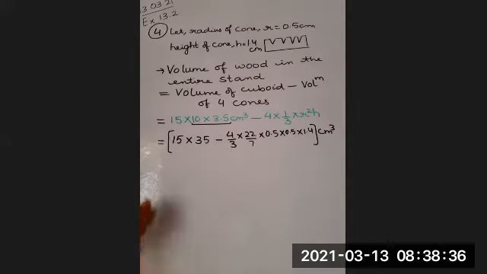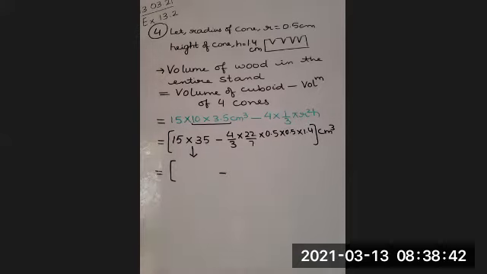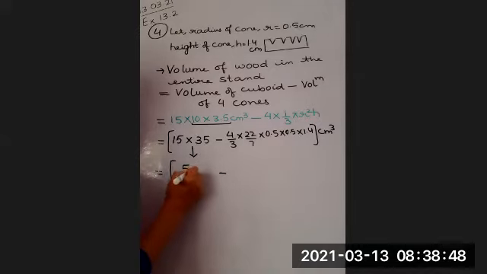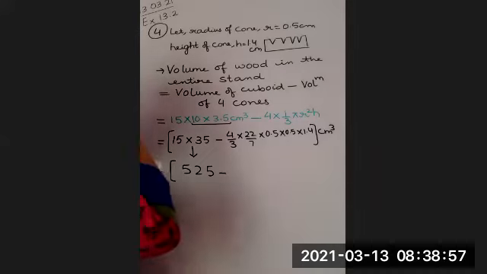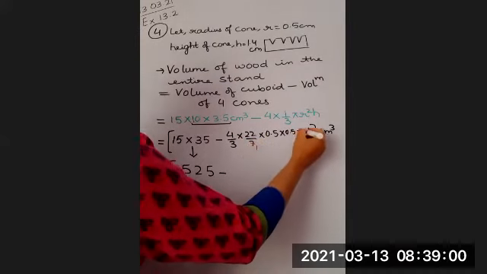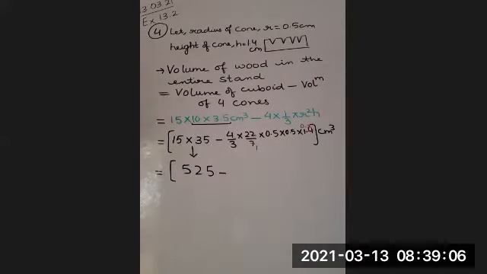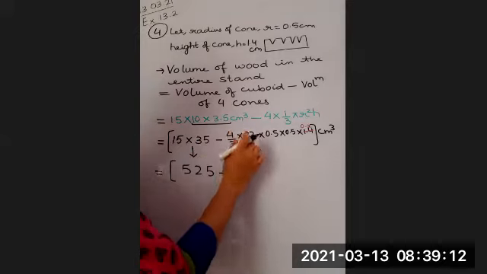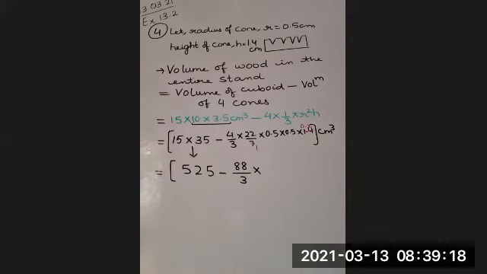Okay? 15 into 35, please. 525. 7 and 1.4 can be cancelled. What is 4 into 22? 88.